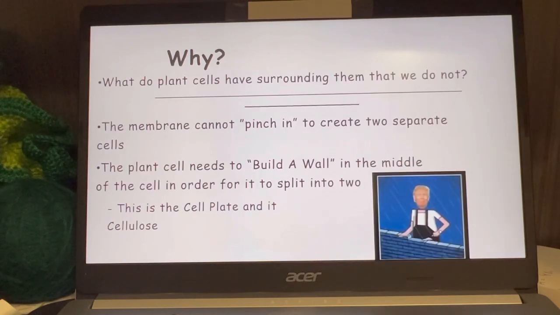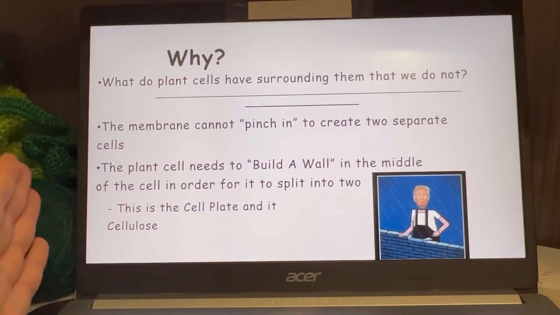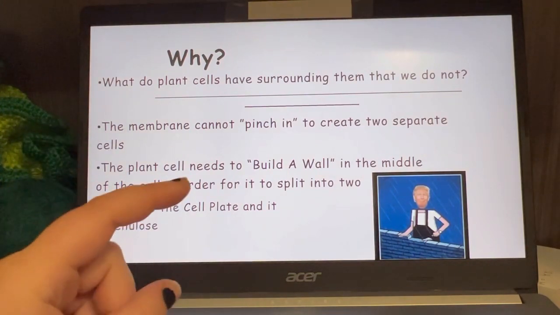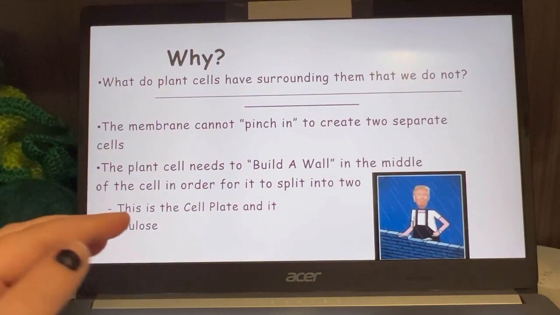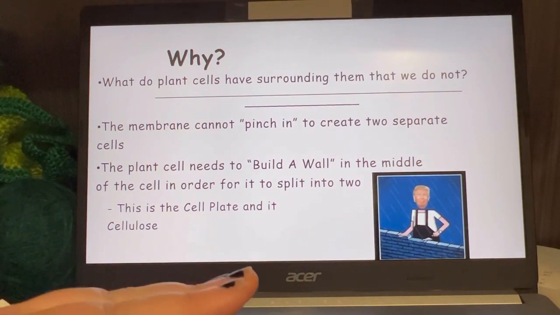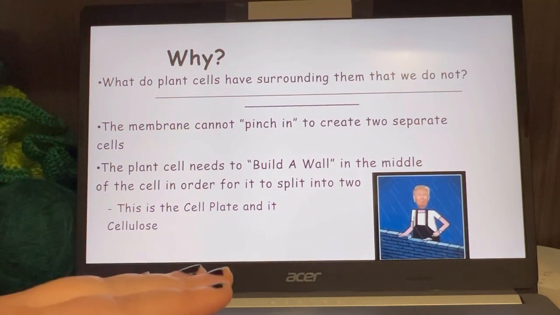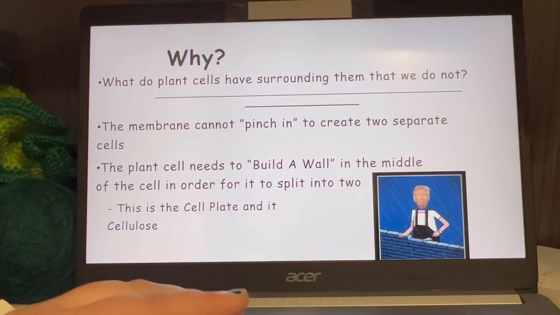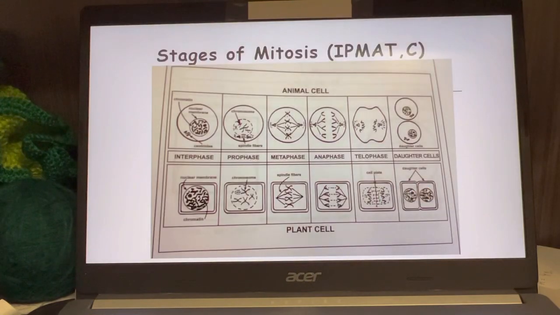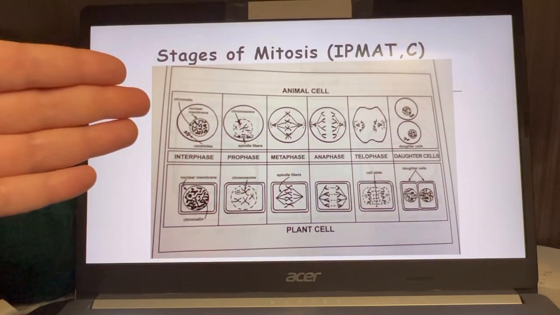Okay. Next. So, why? Because plants have a cell wall. The membrane cannot pinch in to create two separate cells. The plant cells need to build a wall in the middle of the cell in order for it to split into two. That wall is called the cell plate, and it's made of cellulose. Also, that's a pretty funny picture. Anyway, alright.